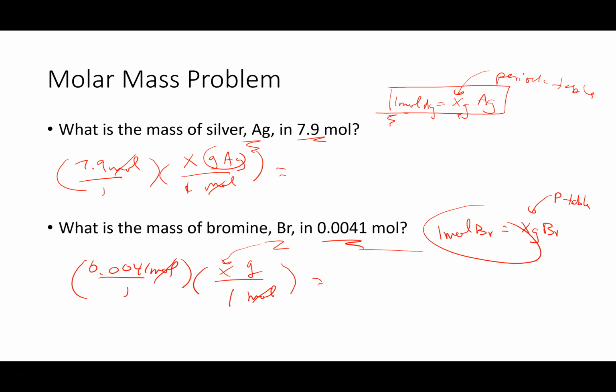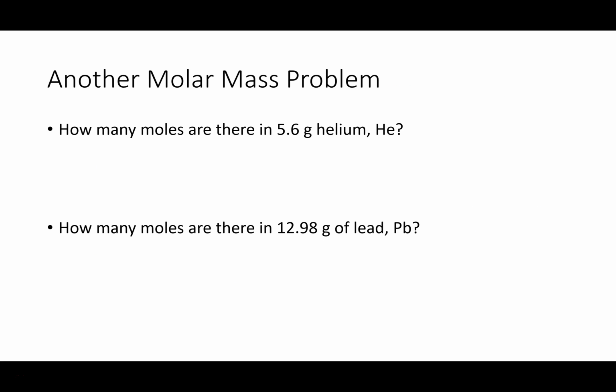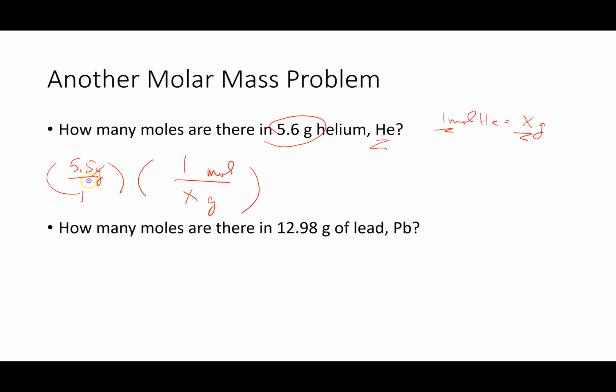All right. One more type of problem dealing with molar mass. For helium, you'll look up on the periodic table, 1 mole of helium is equal to X grams from the periodic table. Now notice that to work this problem, I've got 5.6 grams of helium. I'll put that over 1. I want grams to cancel. I want to be left with moles. So in this case, I'm going to put 1 mole on the top, and I'm going to put that X grams from the periodic table on the bottom so that my units of grams will cancel.